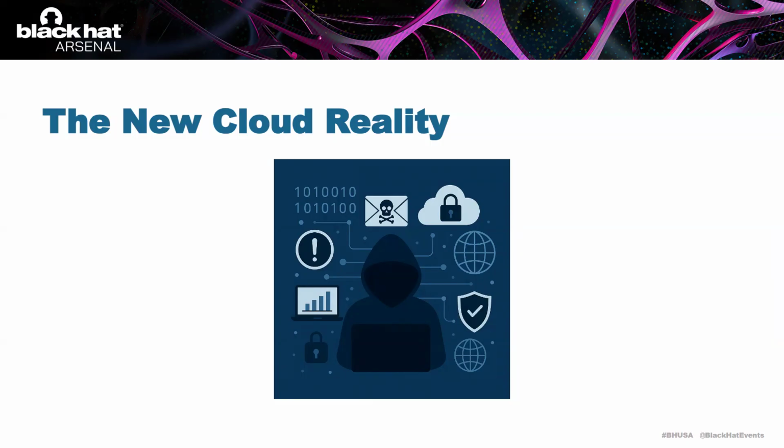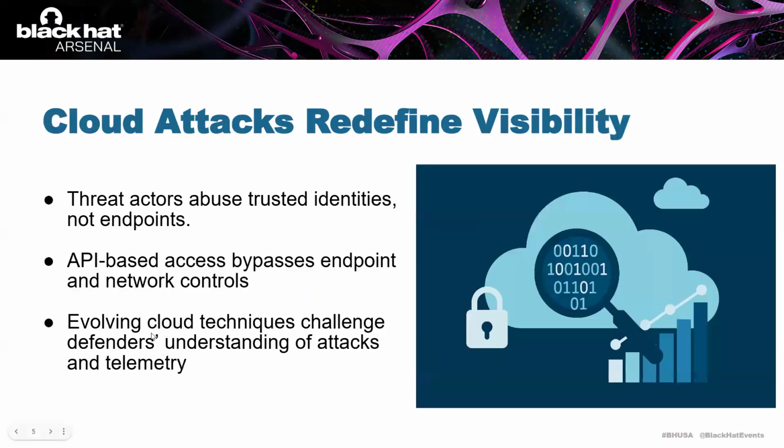I think this turns things upside down a bit. Endpoints used to be the easiest target, but now they're locked down and closely watched. Cloud platforms, well, they often have weak logging, few detections, and a lot of places to hide. So let's take a closer look at that shift and what that means for defenders.